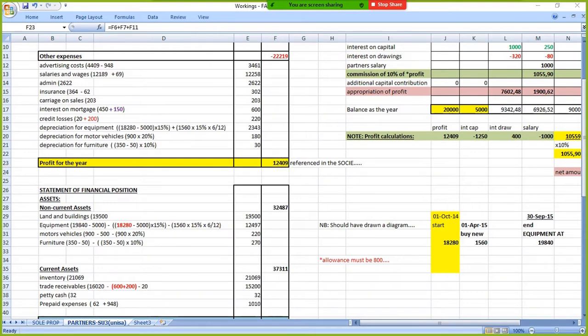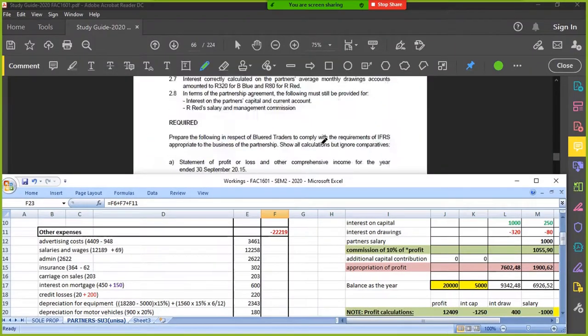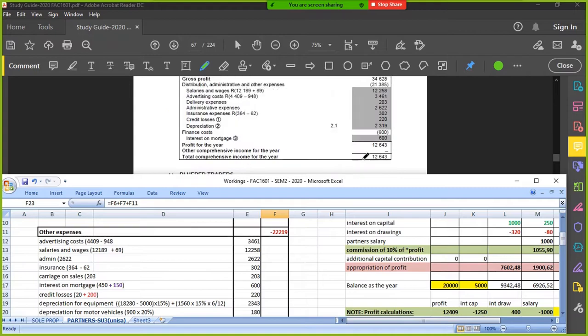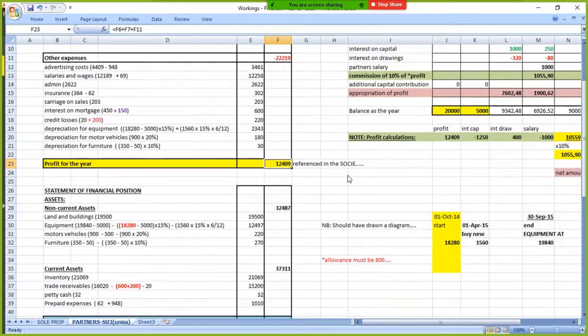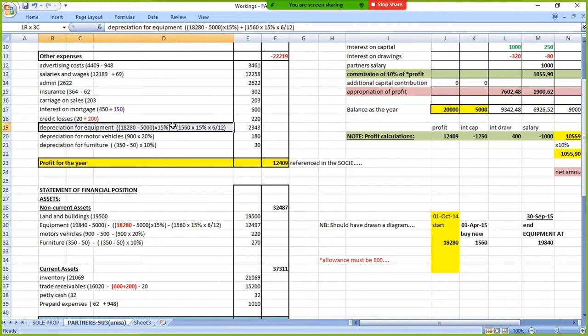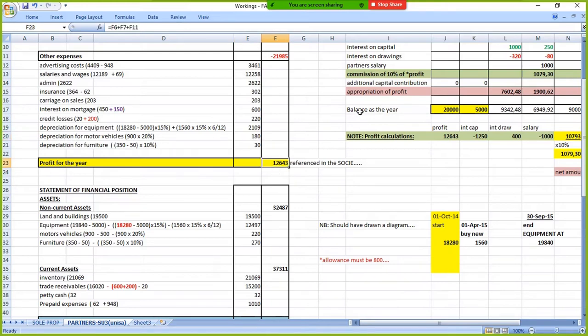12409. Was that what they got? Let's see. Where's it? Here. Ooh. Oh, okay. Copy it. I changed the working here. I need to change the working there. There we go. Paste. All right, there it is there. Okay, see, 12643.